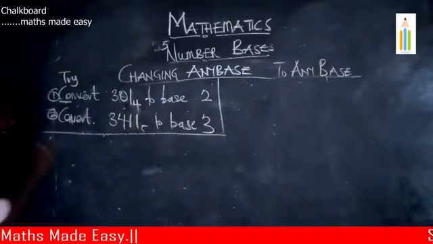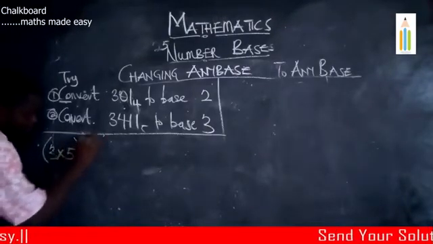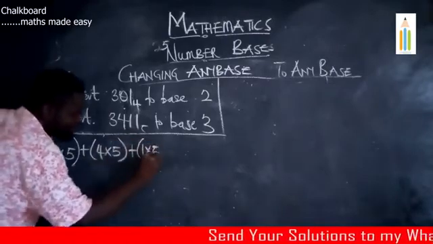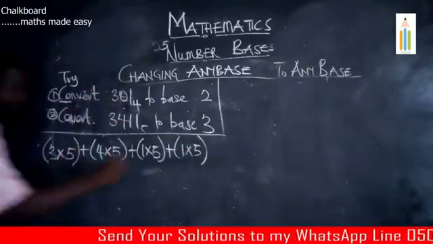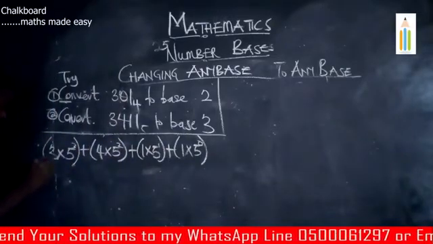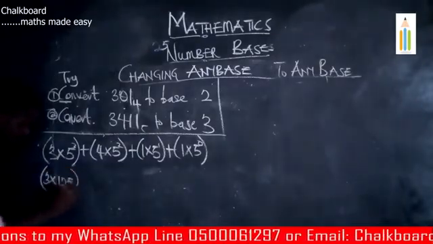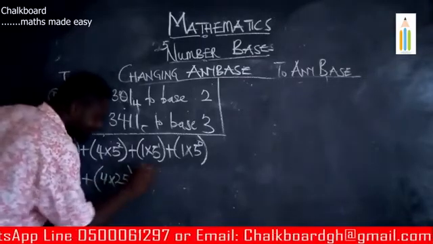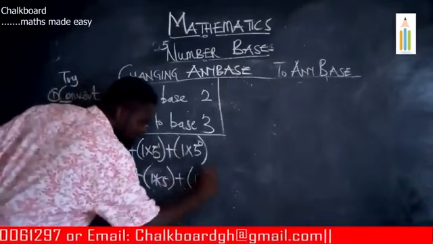So now, we will take the 3, then multiply it by 5. Then we continue with 4, multiplied by the base 5, plus 1, multiplied by the base 5, then another 1, multiplied by the base 5. Then we raise powers. So 0, 1, 2, and 3. So now, I'm going to get 3 times 125 plus 4 times 25 plus 1 times 5 plus 1 times 1. Are we good?